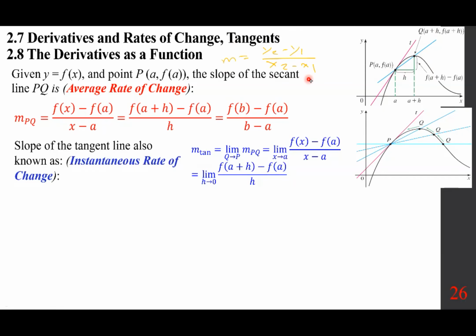Now, if I call this A, and if I call this X, it gives me this formula. If I call this A and this distance H, it gives me this formula. If I call this A and this one B, it gives me this formula. All of them are the same thing, rise over run, which is also known as the DQ, difference quotient.